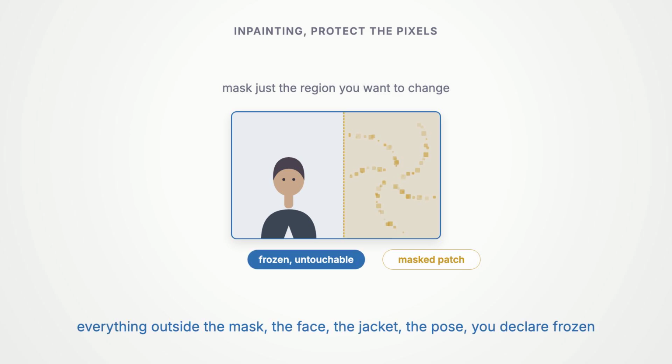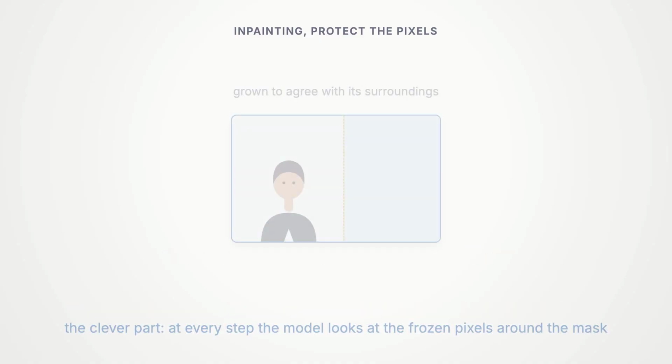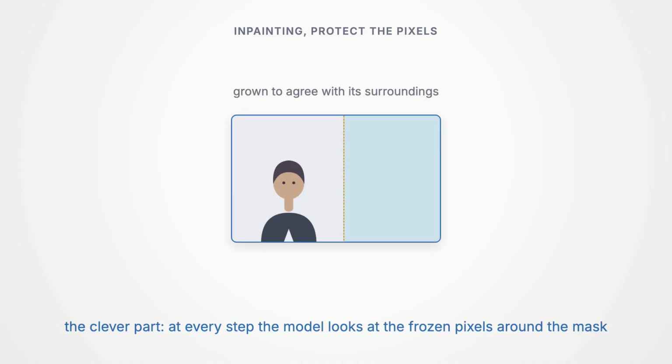Now remember the one move every diffusion model knows, walking noise toward a picture. You run that walk, but only inside the masked patch. You add fresh static to that region alone and denoise it back into something new, an ocean, say. And here is the clever part that makes it seamless. At every step of the walk, the model is allowed to look at the frozen pixels around the mask. So the new ocean is not painted in a vacuum.